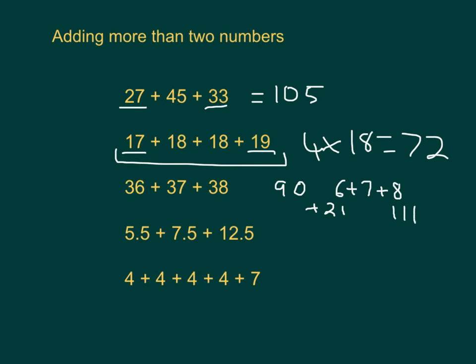For the next one, you might want to add the 3 0.5s to get 1.5 and add the other numbers, or you might want to add the 7.5 and the 12.5, knowing that those two make 20. So the total must be 25.5. And for the last question, I would hope you would recognise, well, this is a bit like doing 5 times 4, but then this will be 3 more than that. 5 fours are 20, plus the 7, 23.